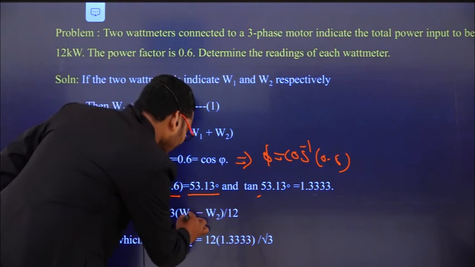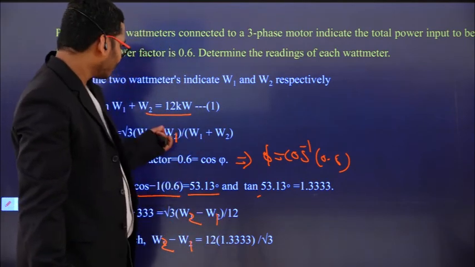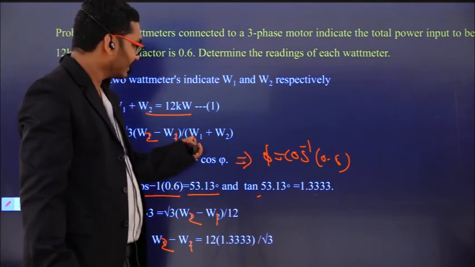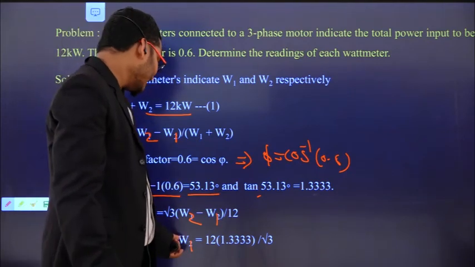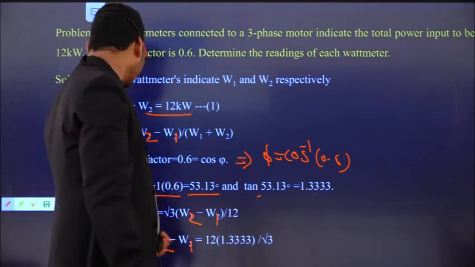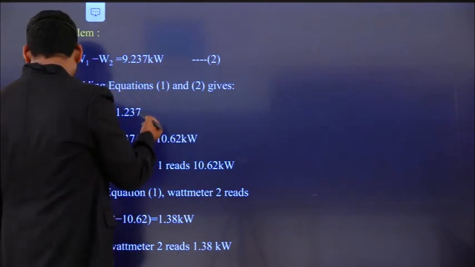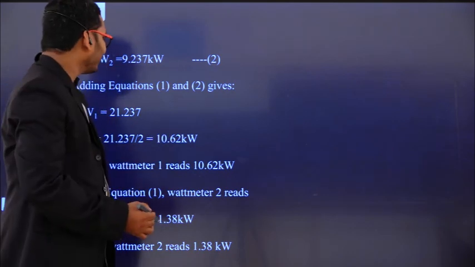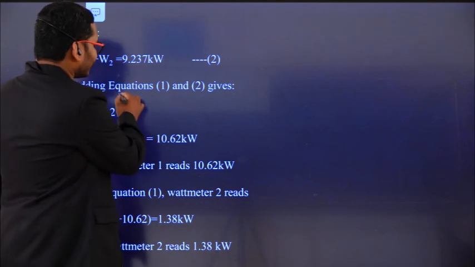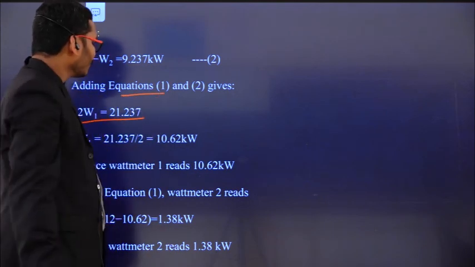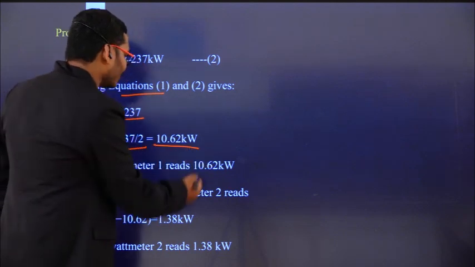So finally the W2 minus W1. If you consider W1 minus W2 instead, you will get the maximum reading as wattmeter 1. Once you get this as equation number 2, from equation numbers 1 and 2 you will get this. Equation 1 already has W1 plus W2 as 12 kilowatts. If you add both equations, you will get 2W1 equals 21.237, so W1 equals 10.62 kilowatts.